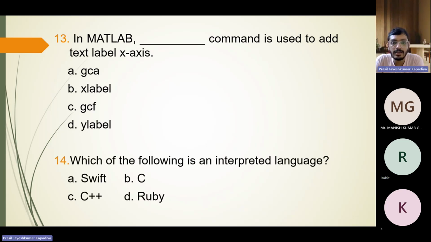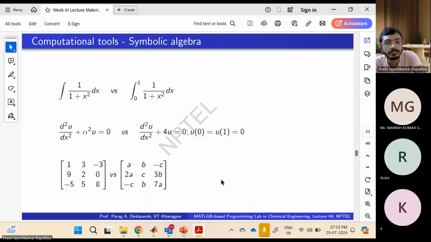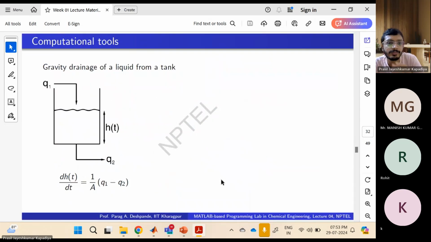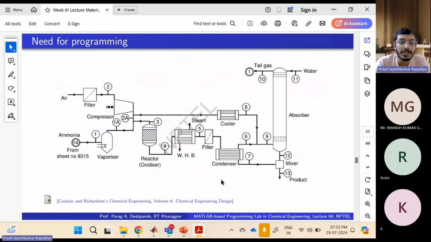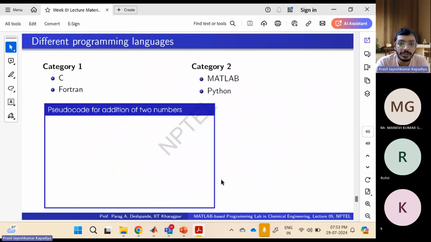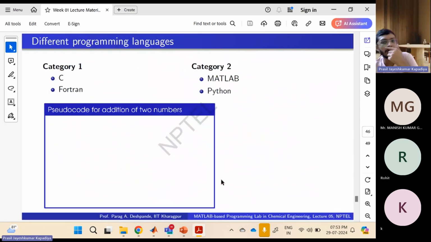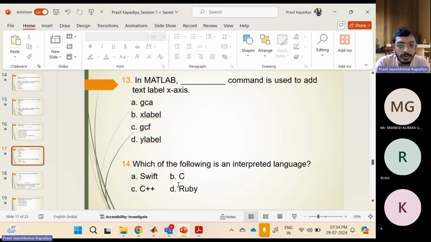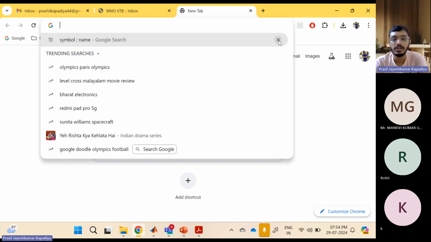Okay. Next question. Which of the following is an interpreted language? So C and C++ are interpreted, that we already know, right? No, C and C++ are, sorry, those are compiled languages, not interpreted. But we don't know about these Swift and Ruby languages. So let's search it here.